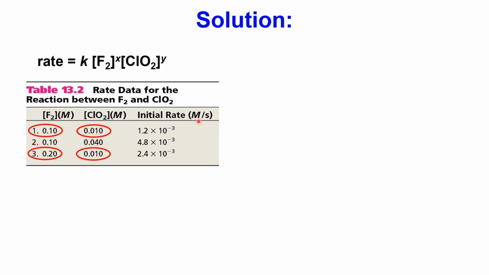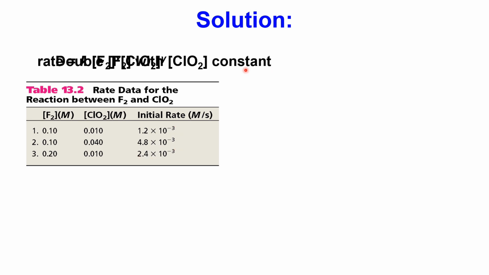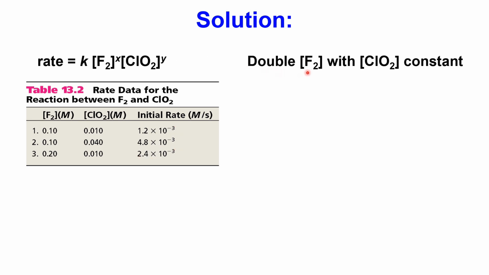So what happened to the initial rate? In experiment 1, the initial rate is 1.2 times 10 to the power of negative 3. In experiment 3, it is 2.4 times 10 to the power of negative 3. That means the rate also doubles. So we can say that when we double the concentration of F2 with the concentration of ClO2 constant, the rate becomes double. So x is equal to 1. Next, look at the concentration of ClO2.